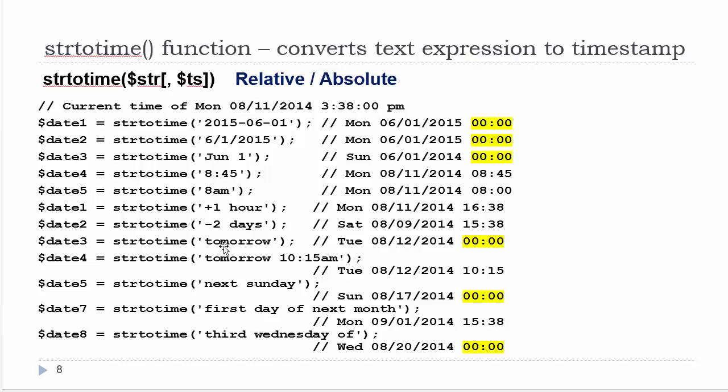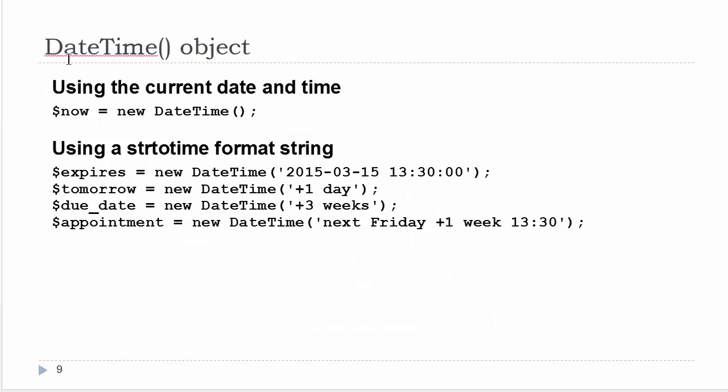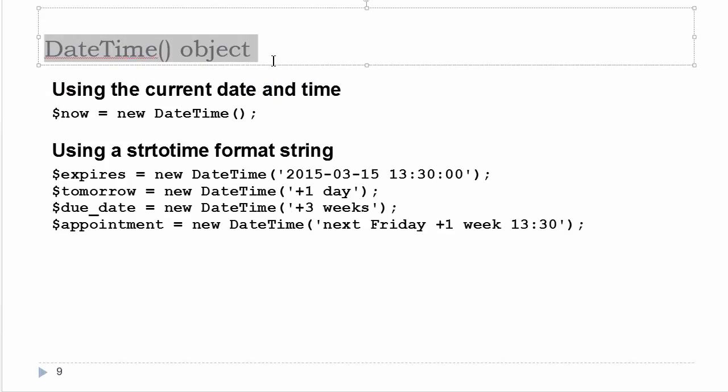You can also pass it relative values: plus 1 hour, minus 2 days, tomorrow at a certain time, next Sunday, etc. So this is actually a very nice function. So this is the preferred way to work with dates and time.